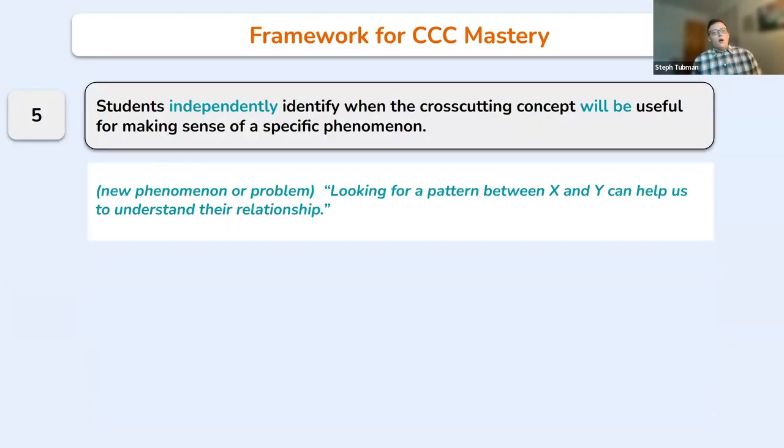So rather than the teacher prompting with how could patterns help us with this, the teacher could present the phenomenon or problem, and the students will actually identify which of those 7 CCC could be helpful. And so a student might say something, and this is obviously not in exactly student language, but you get the idea. A student would say something like, looking for a pattern between X and Y can help us to understand the relationship between them. So we're building all the way to get students to that more independent use where they're the ones really even deciding which CCCs we're using.